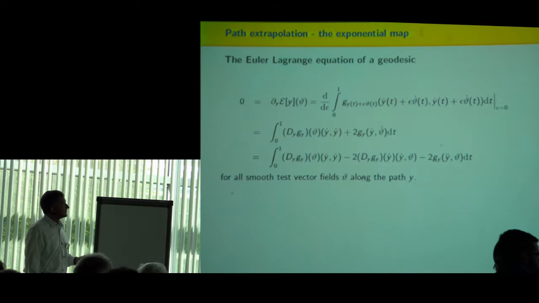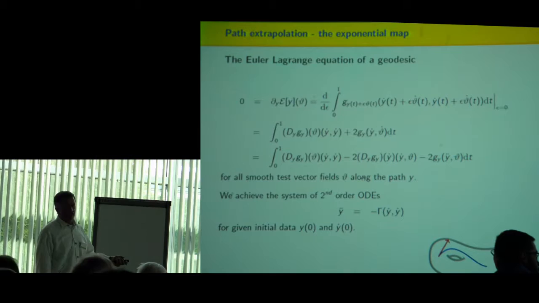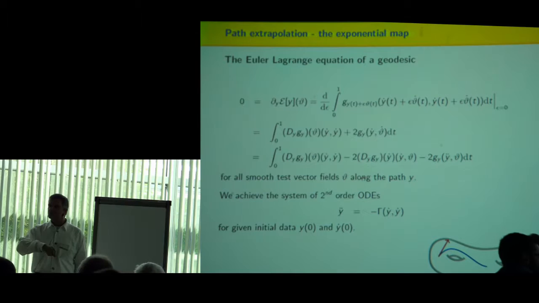And if we collect these terms, they are known to be the Gustafsson operator in very infinite dimensions. And this is the ODE, possibly in infinite dimensions, for initial data, position and velocity, which allows us to describe a shooted geodesic.